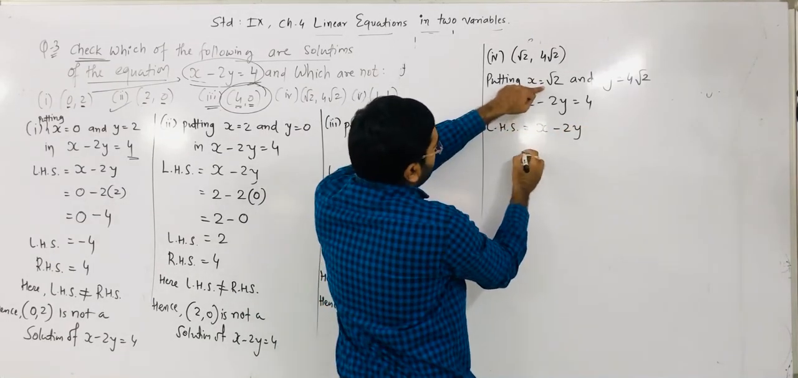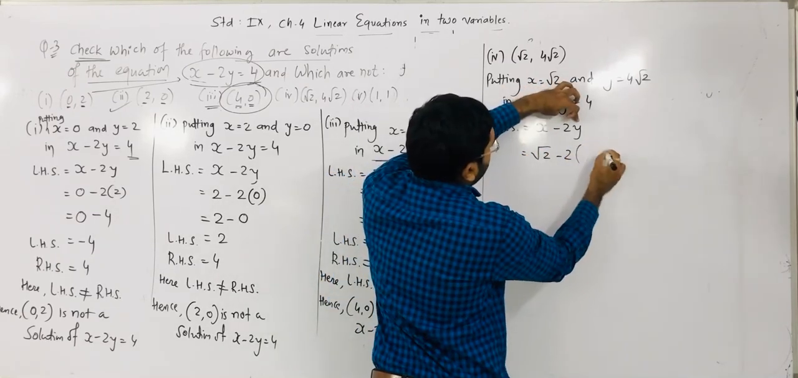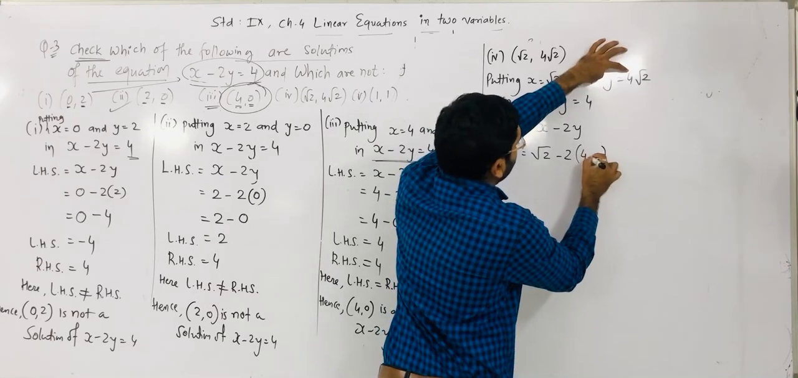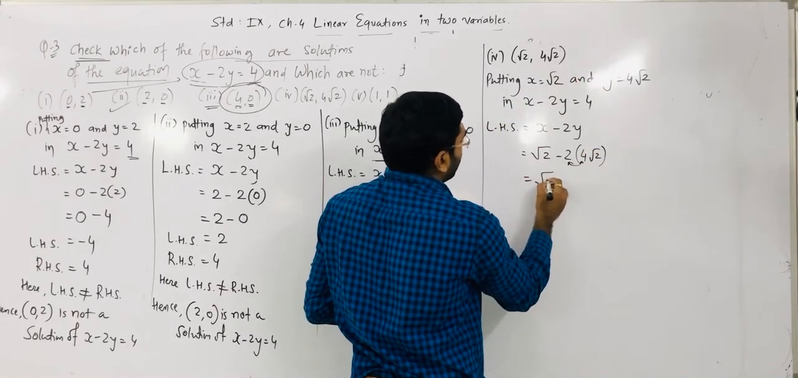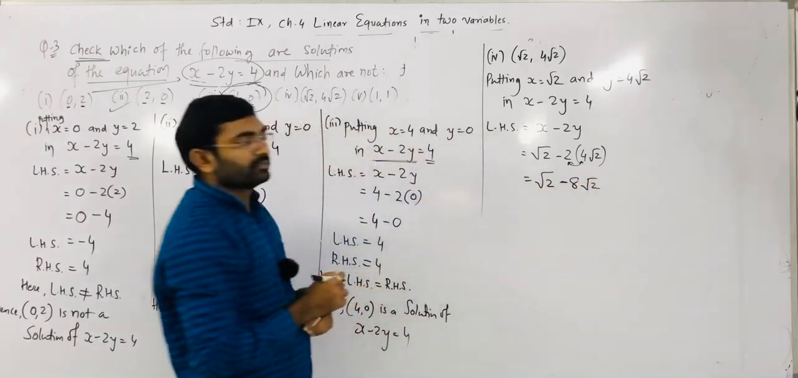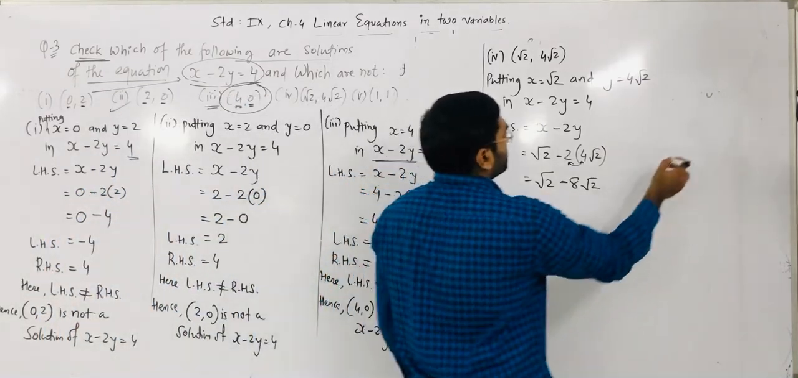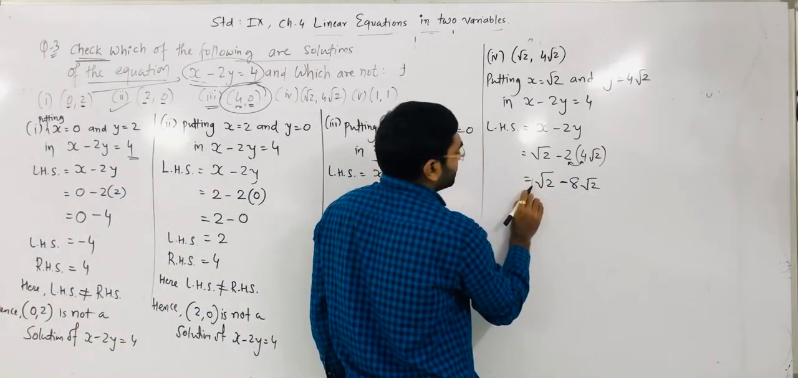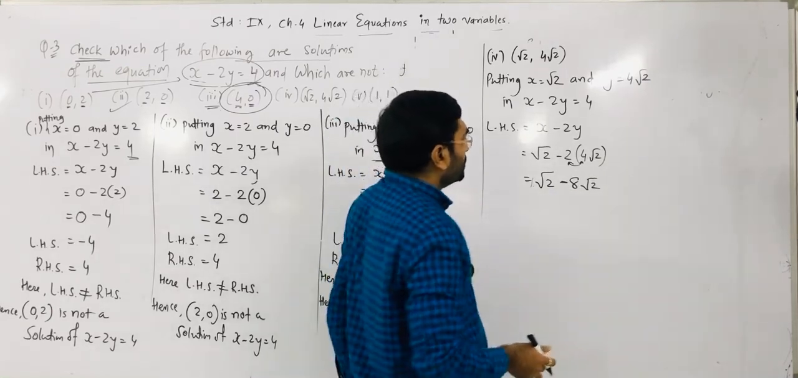For the x value we take root 2, minus 2 times the y value, which we take as 4 root 2. Now 4 into 2 is 8, so root 2 minus 8 root 2. What is the solution of that? This is 1 times root 2, and this is 8 times root 2, and it's subtraction. So what do we get?